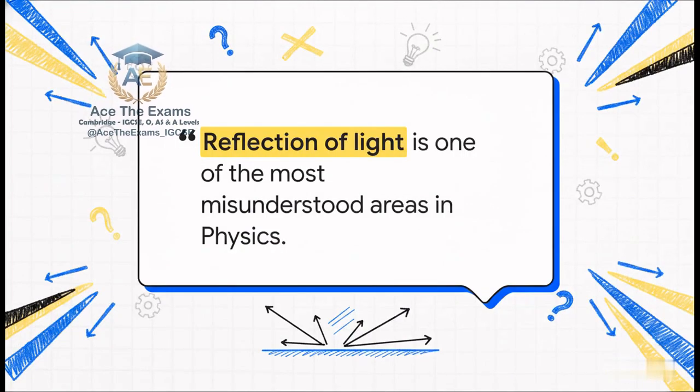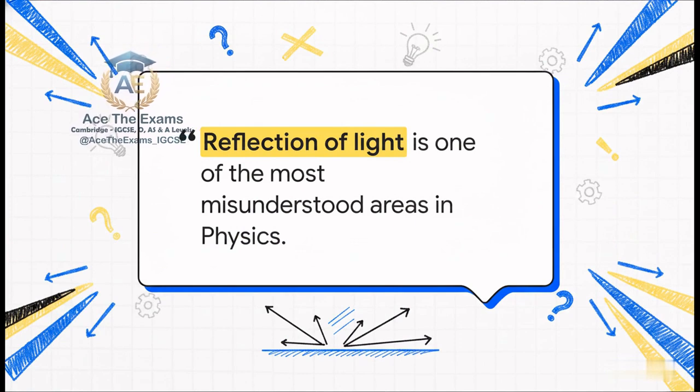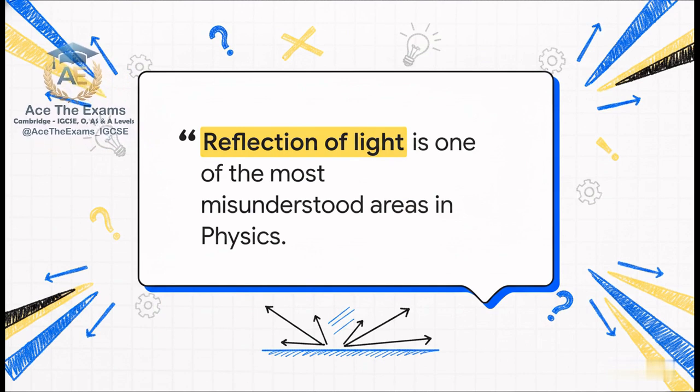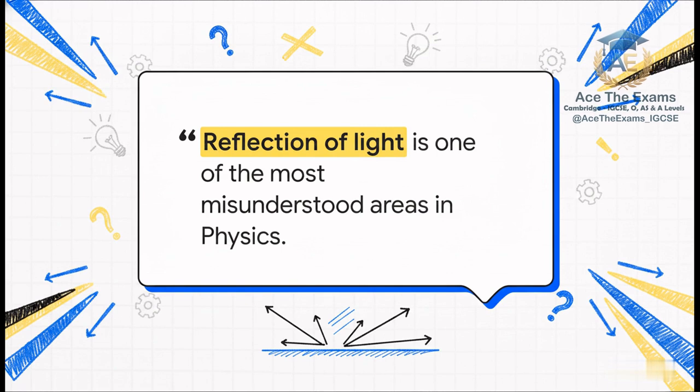Let's start with a really surprising insight right off the bat, straight from the principal examiner report. It states explicitly, and I quote, "Reflection of light is one of the most misunderstood areas in physics." Now, you might be sitting there thinking, wait a minute, reflection? There is no way. That's literally just drawing straight lines and a mirror. How hard can that be? But listen, that is exactly the trap.